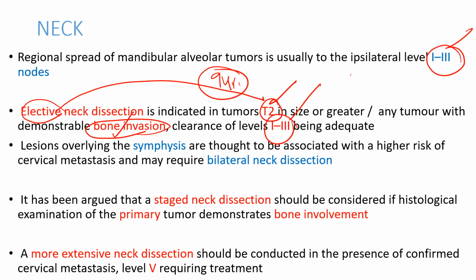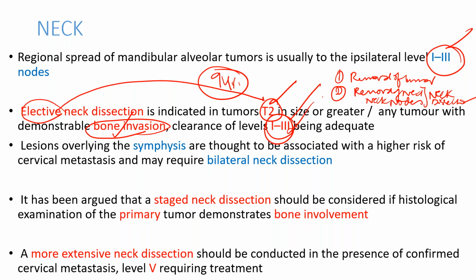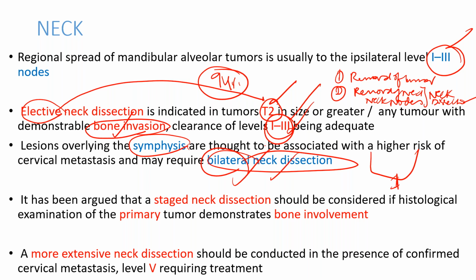So you have to remove the tumor. Number 1, as you know, removal of the tumor has to be done. Number 2, you have to go for removal of the neck nodes. Removal of neck nodes is called neck dissection. 1 to 3 levels are being removed. Lesions on the symphysis menti require bilateral neck dissection. Whenever midline structures are involved, you need bilateral neck dissection.